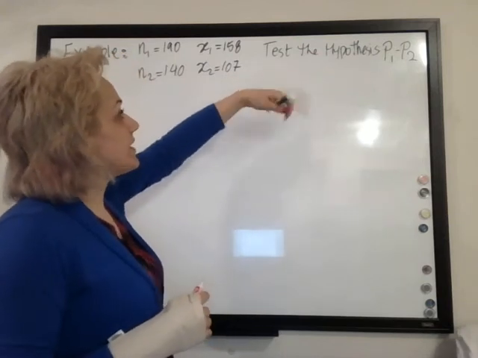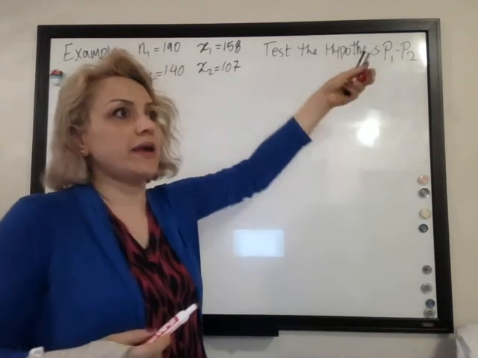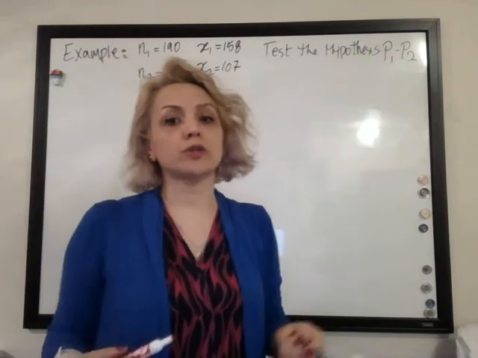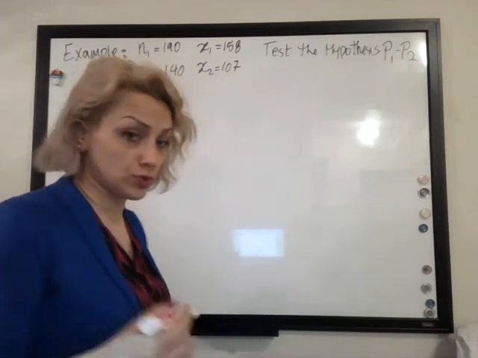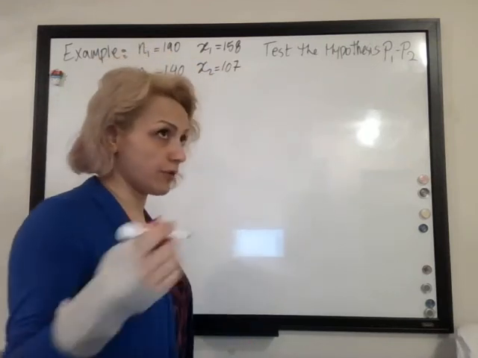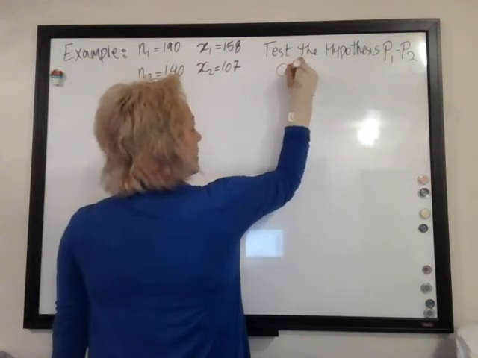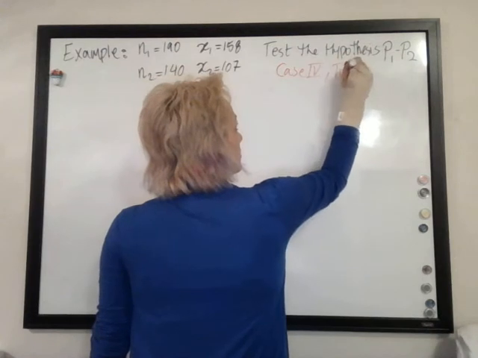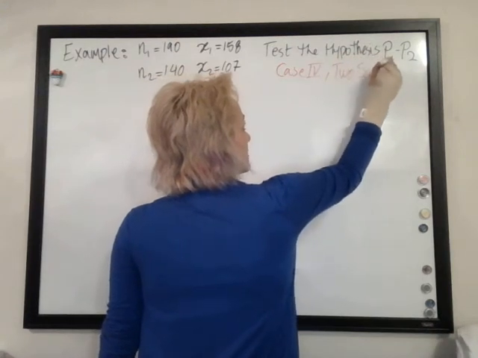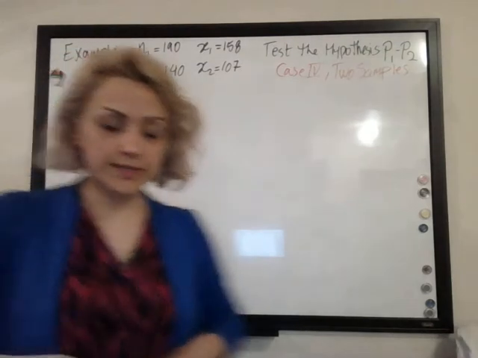So for this one, the question already says P1 minus P2, so we are looking for the proportion. And when we are talking about the proportion with two samples, it is case number 4. So I'm going to write down here, case number 4, and we have data from two samples. Okay, so we want to test the hypothesis.